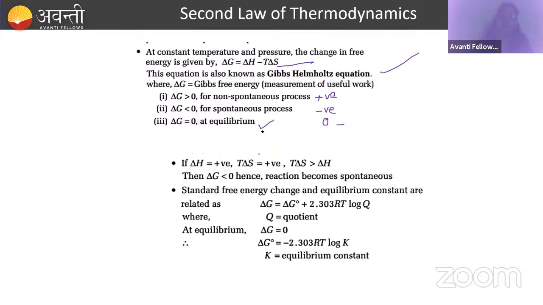Okay, so the value of delta G depends upon delta H as well as delta S value. So if T delta S is greater than delta H, then only delta G will be negative, and then only the reaction will be spontaneous. Right?